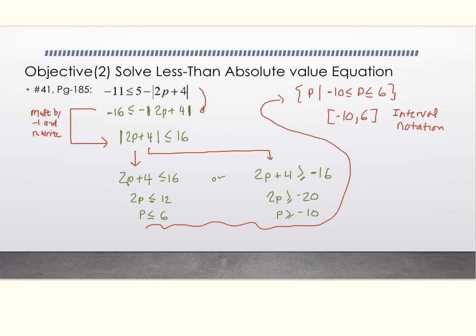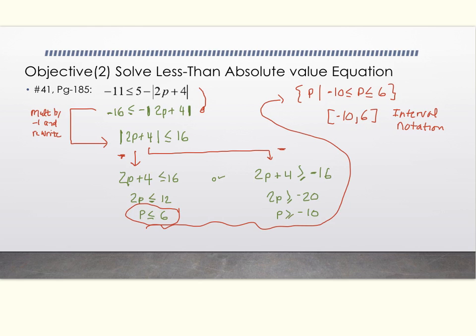So now we can break the inside piece into two parts, the positive side and the negative side. So on the positive side, we get 2p plus 4 is less than or equal to 16. So 2p is less than or equal to 12. p is less than or equal to 6. So there's one of our answers.